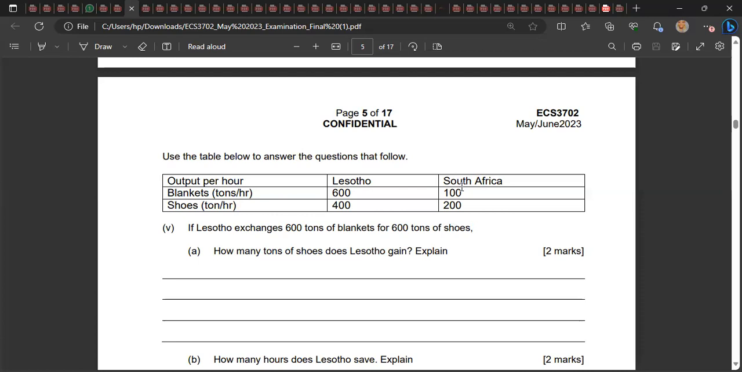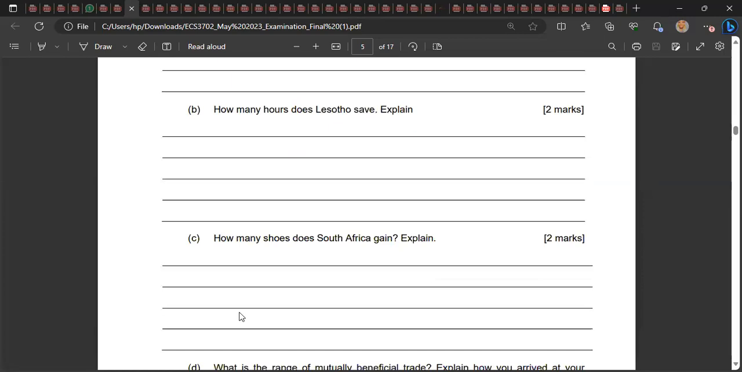So how much are those blankets worth in terms of shoes? So they basically got 1,200, right? Because it's basically gonna be 600 there that they got. So they basically got 1,200. But what did they lose? They lost 600, right? Which is what they gave to Lesotho. So that should then give you a gain of 600. Very simple there. So which means how many shoes does South Africa gain? South Africa is basically gaining 600 shoes.